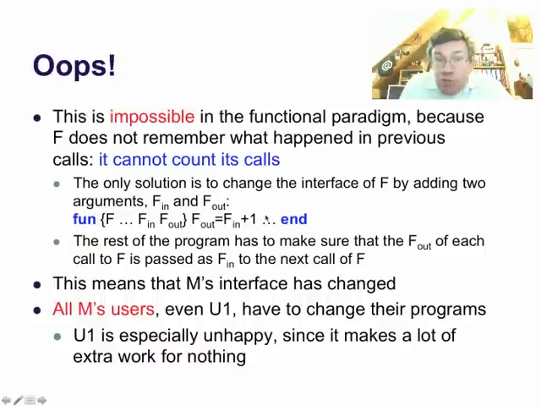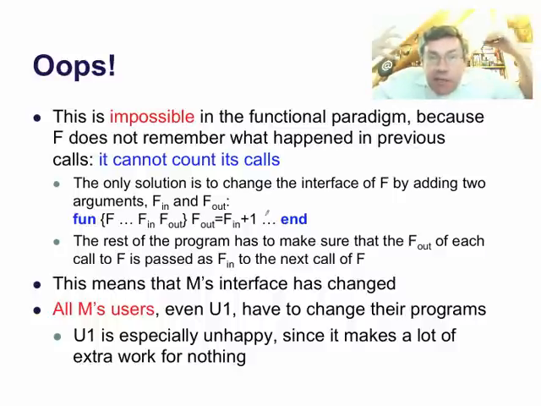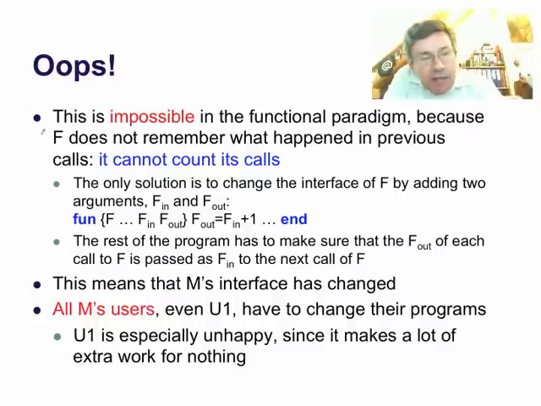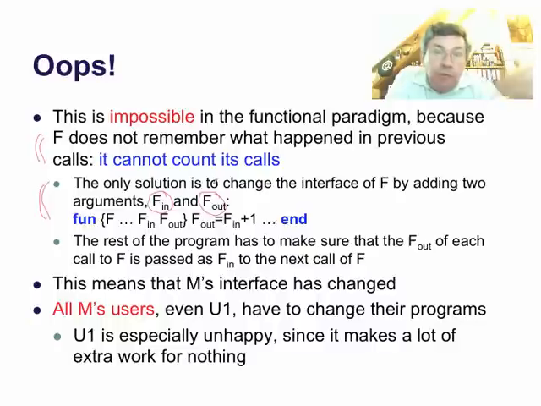Oops! This is impossible in the functional paradigm because f has no memory. f does not remember what happened in previous calls. It cannot count how many times it was called, and m neither. The only solution is to change the interface by adding two arguments, fin and fout. fin is the incoming count of how many times f was called, and fout is the outgoing count. So fout is fin plus 1. And we have to make sure that the fout of each call to f is passed as fin to the next call. Then it's fine.